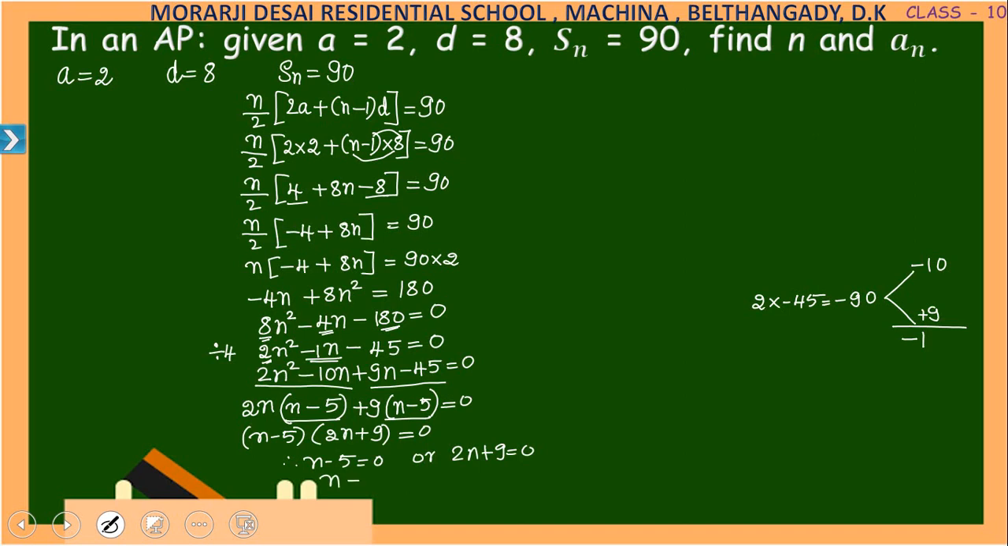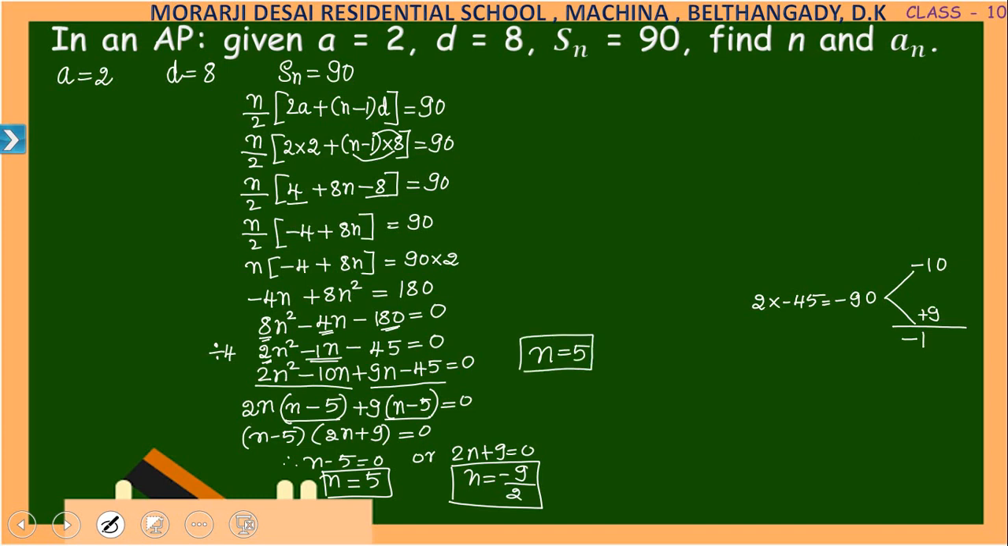If n minus 5 is equal to 0, then n is equal to 5. If 2n plus 9 is equal to 0, then n is equal to minus 9 by 2. Here we got two values for n, but n should be a whole number. n cannot be negative or a fraction. n should be a whole number. So the value of n is 5. n is equal to 5.